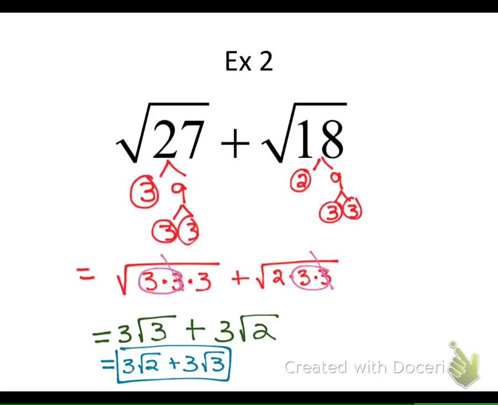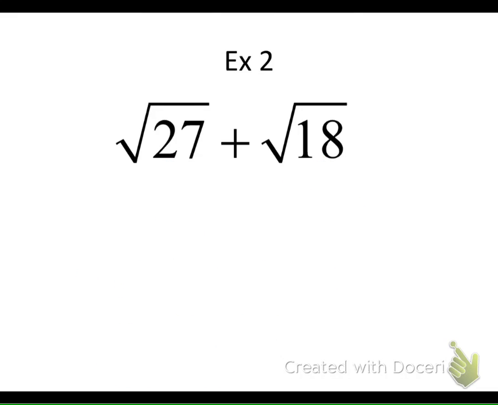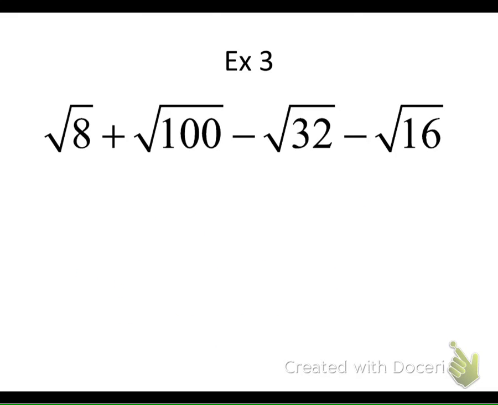Okay, let's look at example number 3. Now, what's different about example number 3 compared to example number 2? Subtraction signs. And how many square roots do you have? 4. Okay? So, we have the square root of 8 plus the square root of 100 minus the square root of 32 minus the square root of 16. Yeah, I have some different operation signs in there.